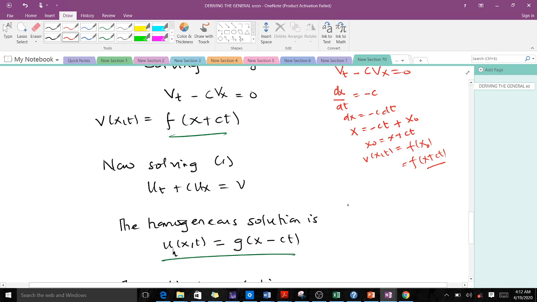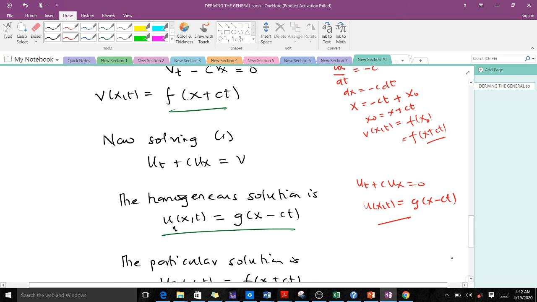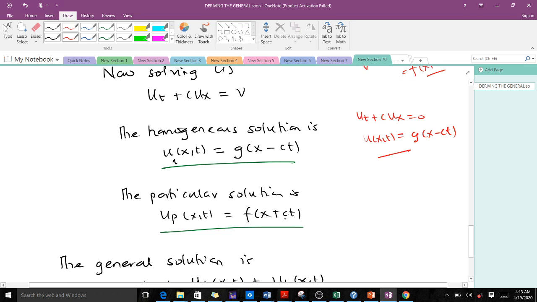So solving our homogeneous part, you are going to get u_t plus c u_x equals 0. And recall this looks just like the transport equation. So when we solve it, you are going to get u of x, t equal to g of x minus ct. If you don't understand how we got this, you can use the same formula here. So that means that our homogeneous solution, our complementary solution, is u of x, t equals g of x minus ct. Then remember that our non-homogeneous term here is v, and we've already found v in our second equation. So that means that our particular solution is u_p of x, t equals f of x plus ct. This happens to be the solution for v because v is the non-homogeneous part.